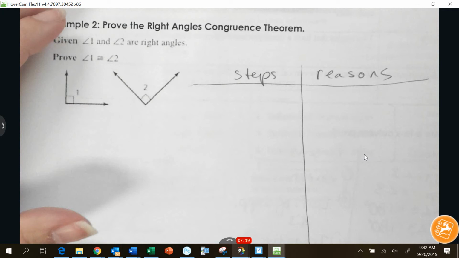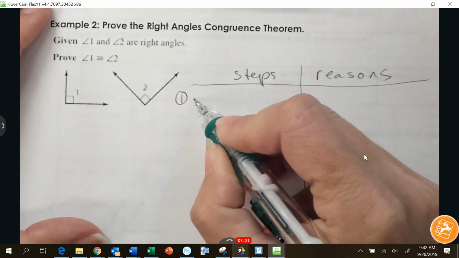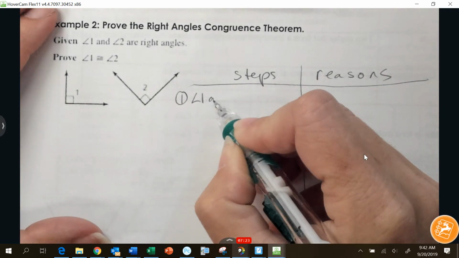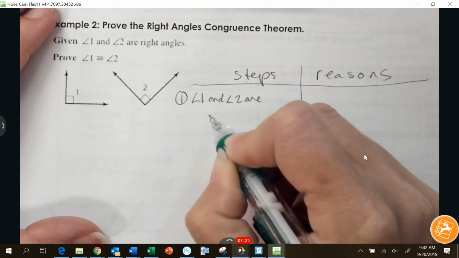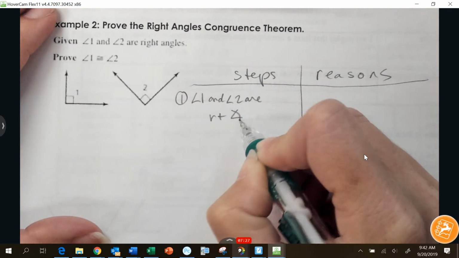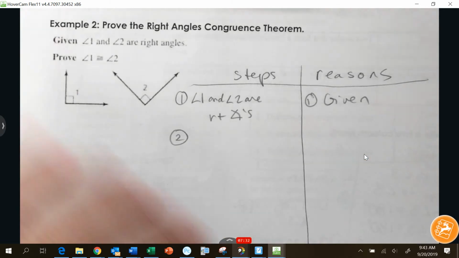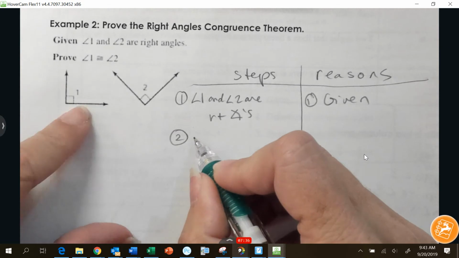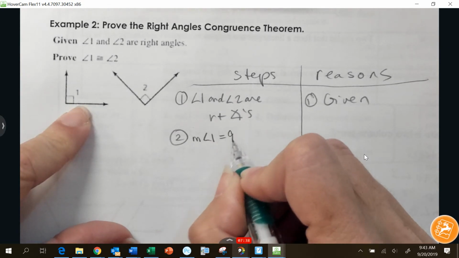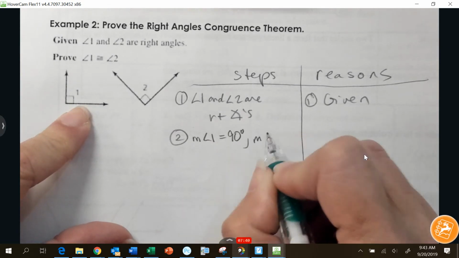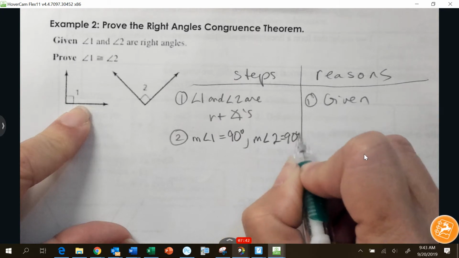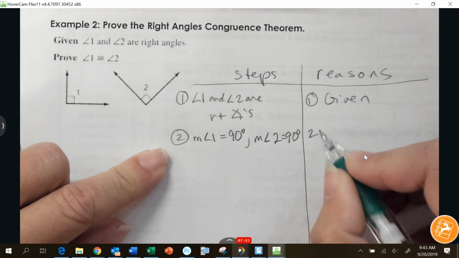So the first thing that you guys did was you wrote down angle 1 and angle 2 are right angles because given. And then from there, a lot of you had no problems figuring this out. Measurement of angle 1 equals 90 degrees. Measurement of angle 2 equals 90 degrees. Because why?